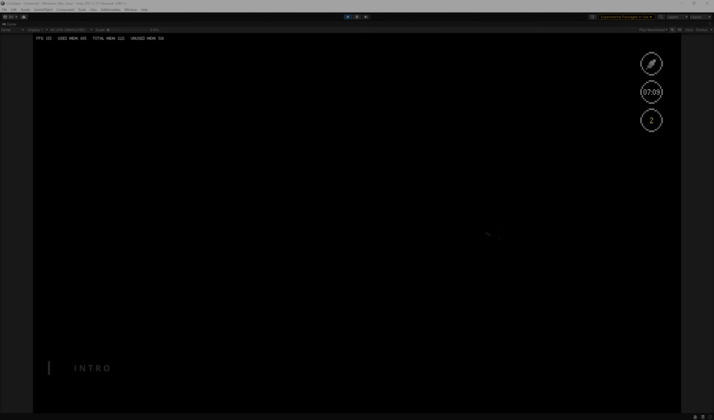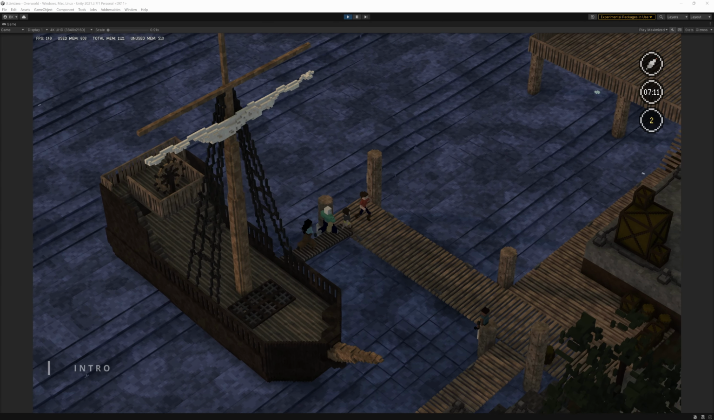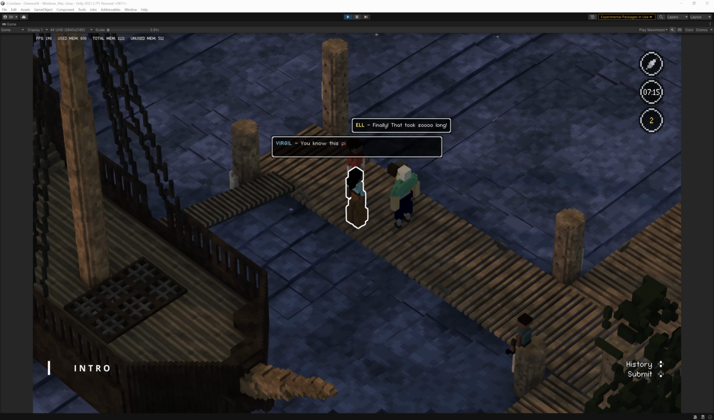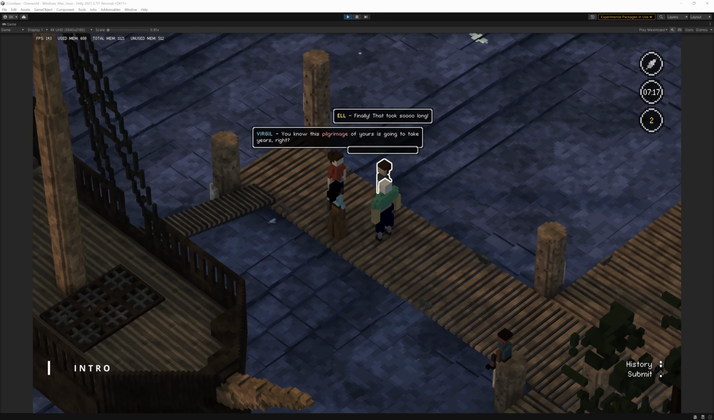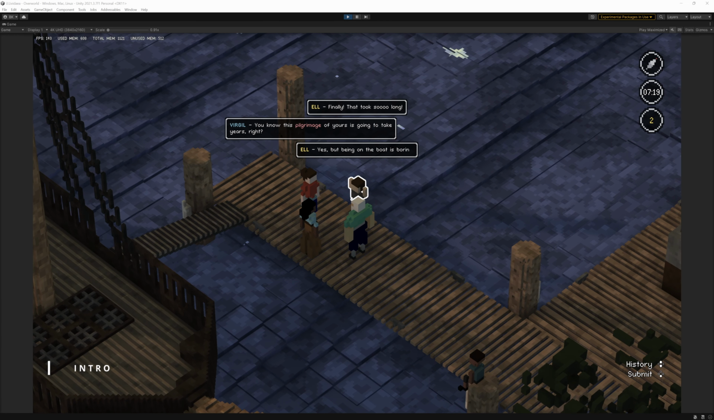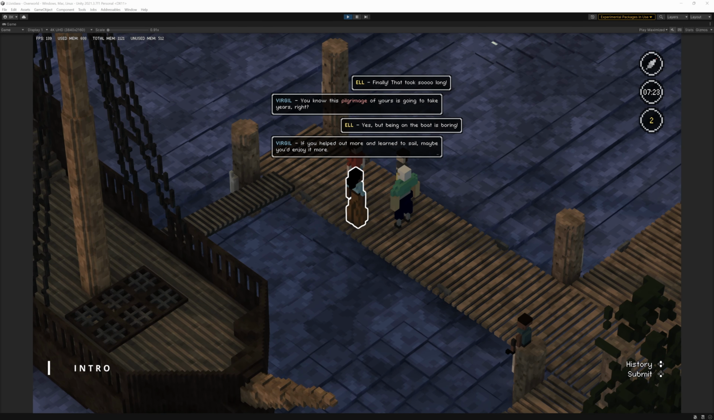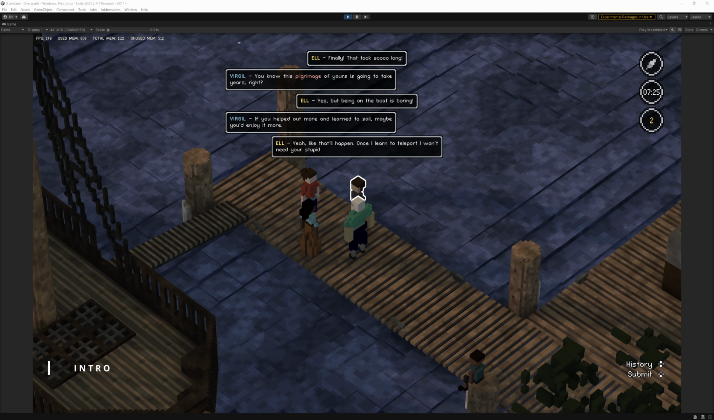An RPG is usually going to involve a lot of dialogue, so it's important to consider how your player is going to process all of the information. In this video, I wanted to go through a few of the design decisions I've made and talk about the requirements and constraints I've had to consider while implementing the current system.